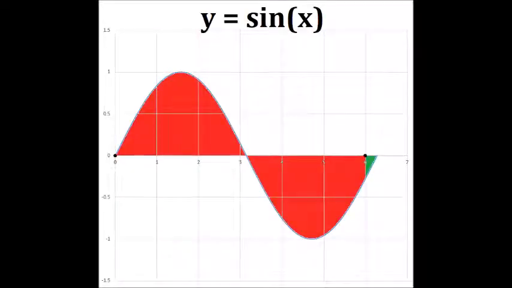Once again, we are going to integrate sine x from 0 to 6. That is the area in red. The green segment will be ignored. This time we are going to use Simpson's 3/8 rule.